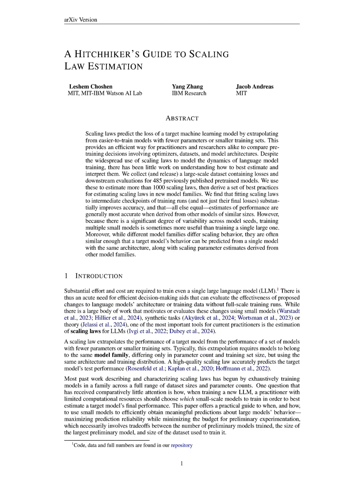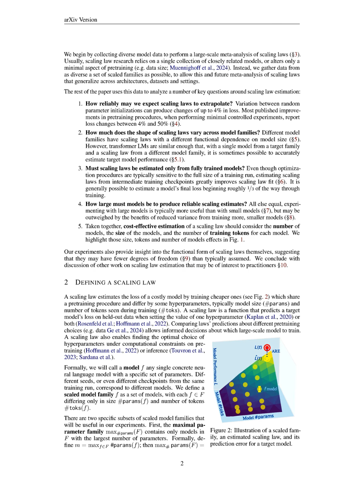The proposed method for estimating scaling laws involves several key steps. First, a diverse dataset of models is collected, which includes various model families and their performance metrics, allowing for a comprehensive meta-analysis of scaling behavior across different architectures and datasets. Next, the methodology defines a scaling law as a function that predicts a target model's loss based on the performance of smaller, cheaper models that share the same pre-training procedure but differ in size and training tokens.